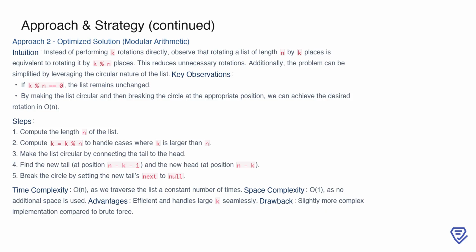From here, the task becomes finding the new tail at position end-k-1 and the new head at position end-k. Finally, we break the circle by setting the new tail's next pointer to null. This approach achieves a time complexity of O(n), because the list is traversed only a few times, and the space complexity remains O(1).